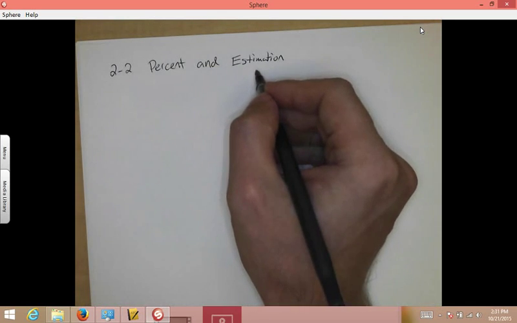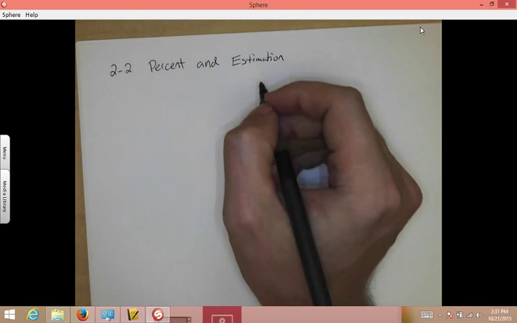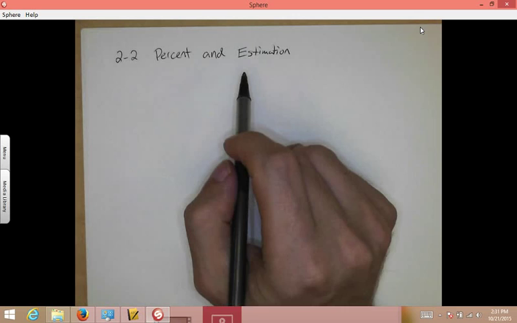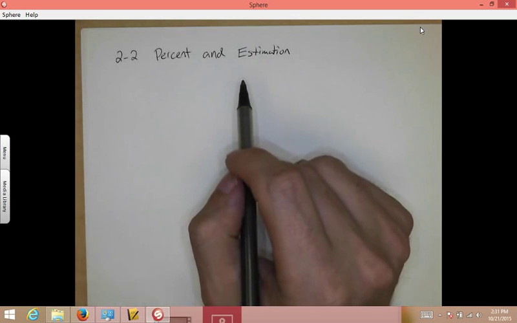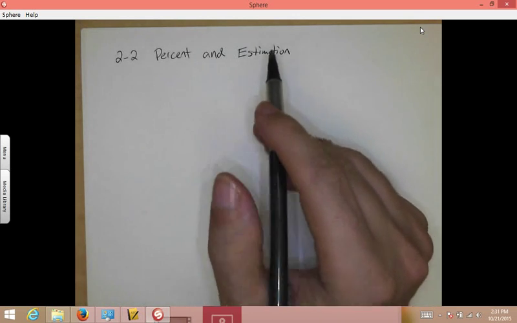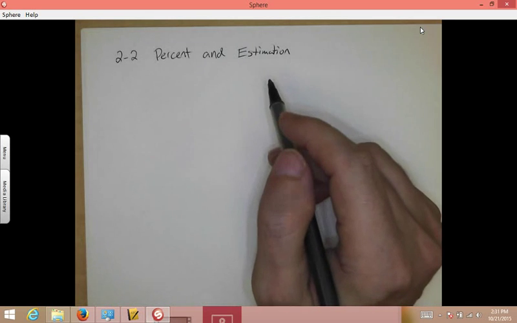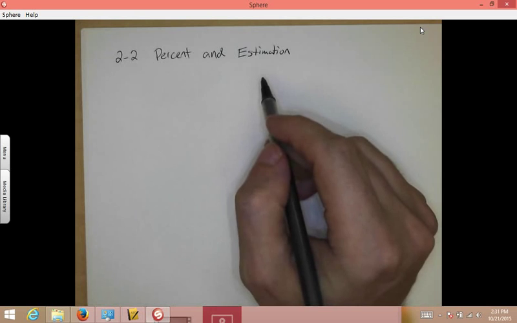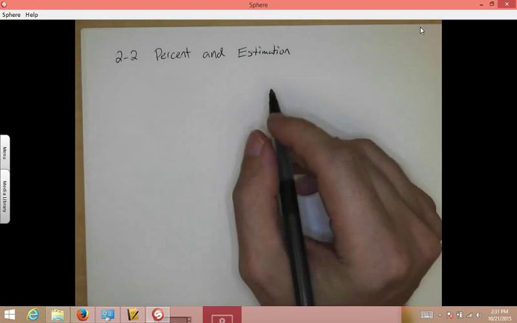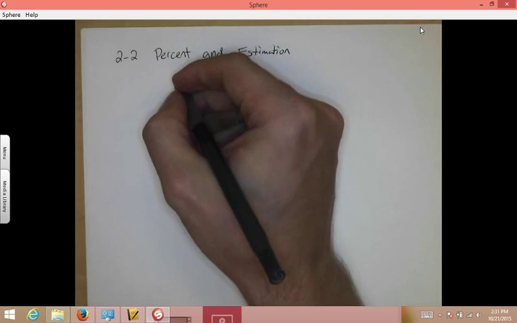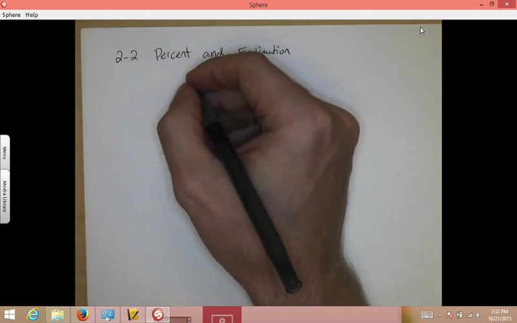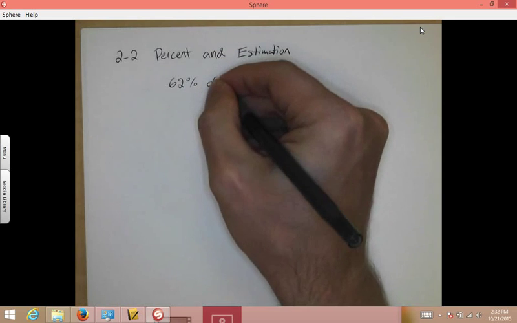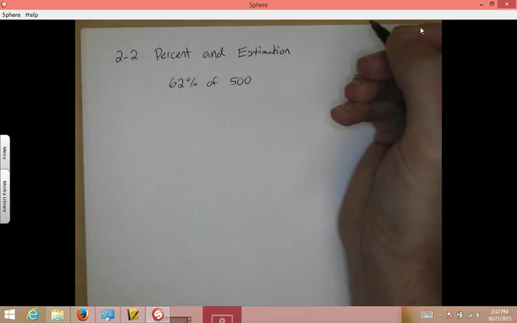So the easiest way to explain it to you for our purposes is when you estimate, it's changing the numbers so that they should be easier to work with in your head. Basically what you're going to do for these is change the numbers so they end in zeros, at least for our class. So for example, let's say we're finding 62% of 500, and they tell you to estimate.